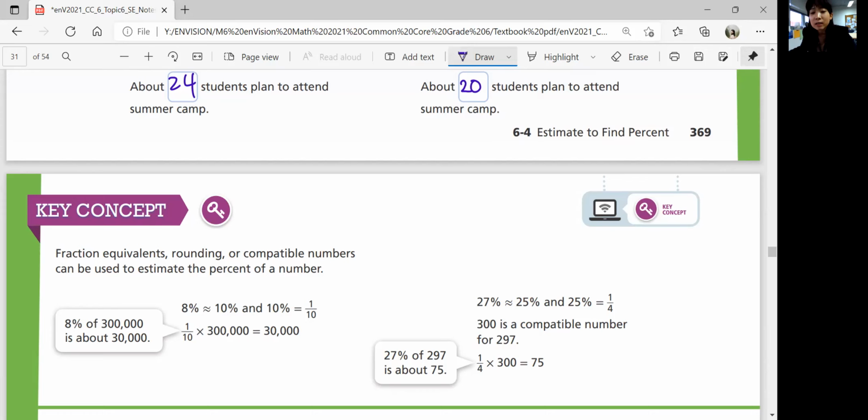Okay, that was lesson 6-4, estimate to find percent. We have 2 more lessons to go. 6-5, the next lesson, is about finding the percent of a number exactly. We're not going to estimate it. Next lesson, we're going to find it exactly. And then the last lesson is finding the whole given the part and the percent.